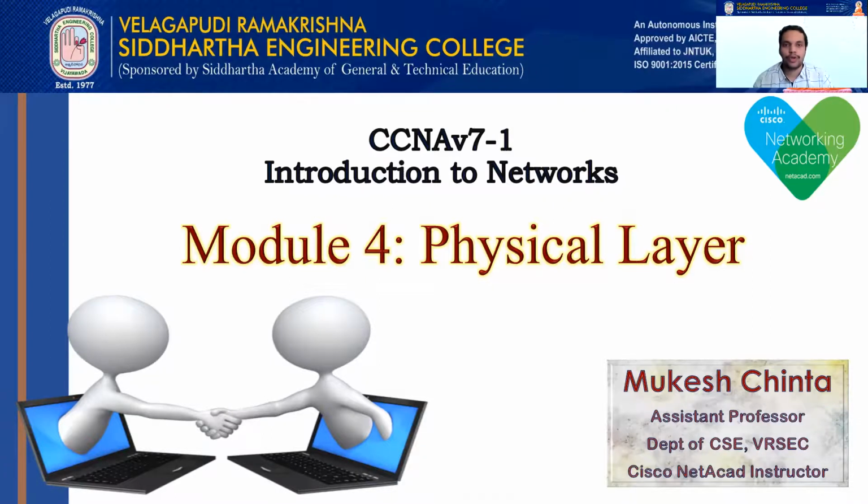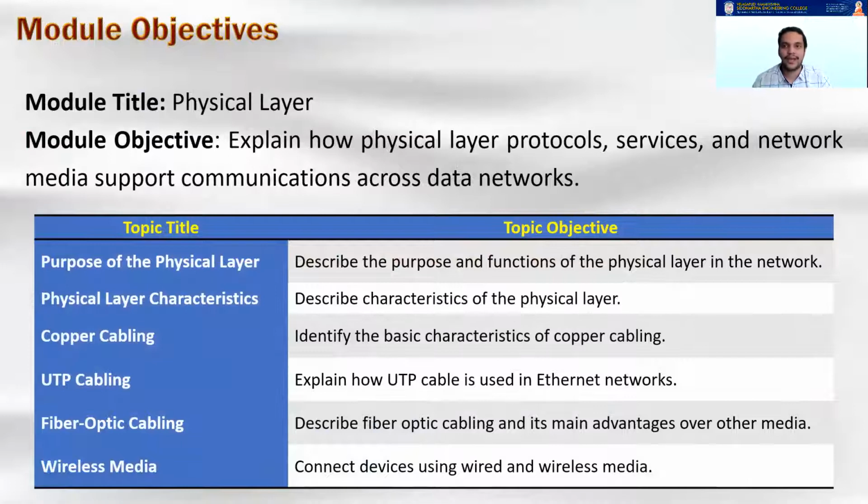So in this module, we are going to cover these topics which are quite essential for you to understand how physical communication works. We are going to cover what is the purpose of the physical layer, what are the different physical layer characteristics, what do you mean by copper cabling, what are the different types of copper cabling, and what do you mean by fiber optic cabling, what are the primary differences between copper cabling and fiber optic cabling, why do you prefer one over the other, and what type of advantages do they offer, and finally what do you mean by wireless media, and what are the advantages and issues regarding the wireless implementation of your network connections.